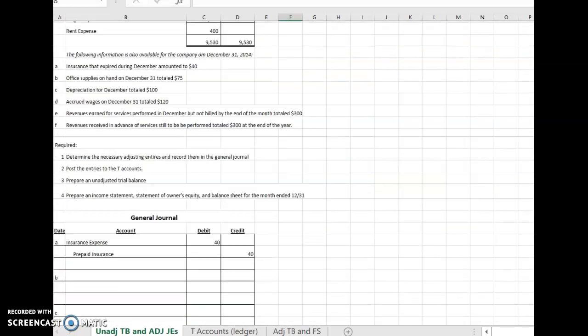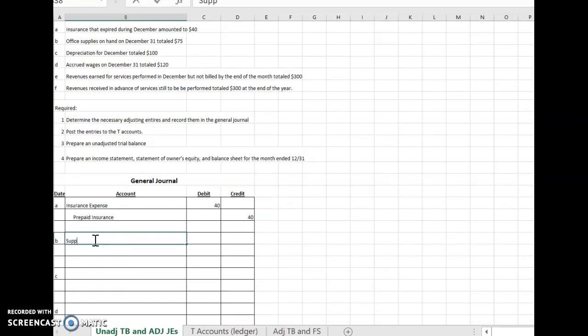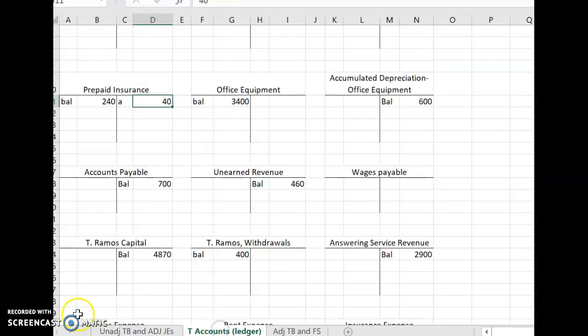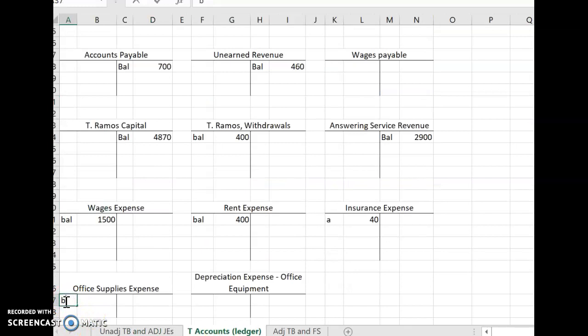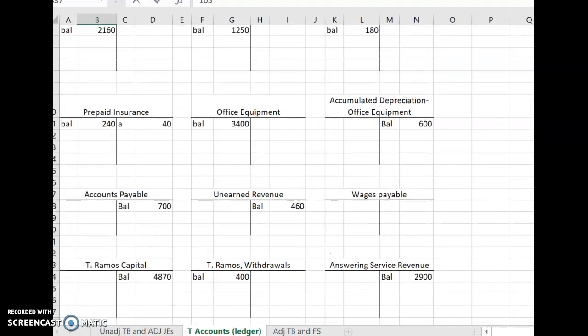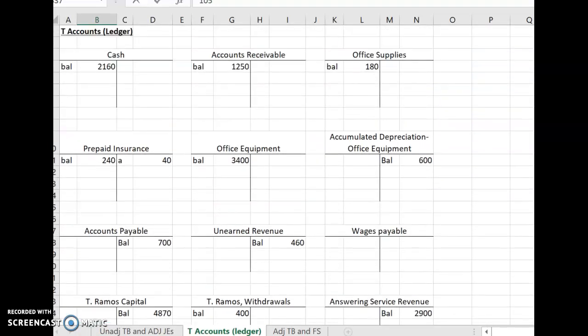Okay, so I've used up 105, so I need to debit supplies expense for 105. And then I need to reduce our asset supplies, so I credit it for 105. Now let's go see what that does to our T account. So we're going to post to office supplies expense in the debit for 105 and then credit office supplies for 105. And notice that I had 180 minus 105. That gets me to my new balance of 75.